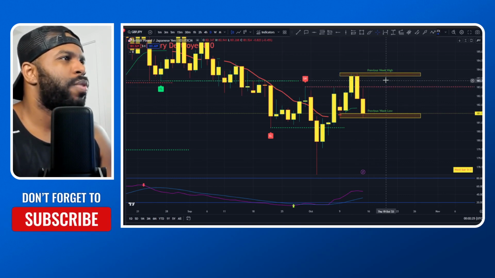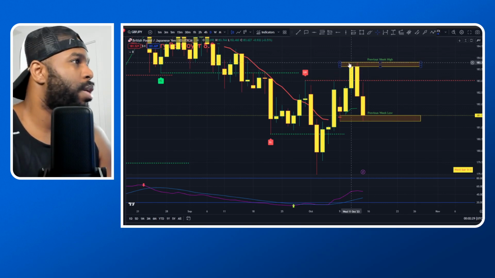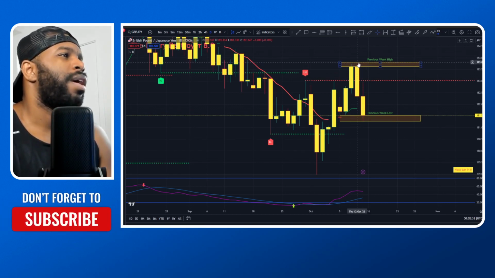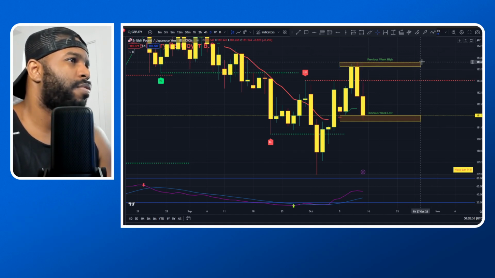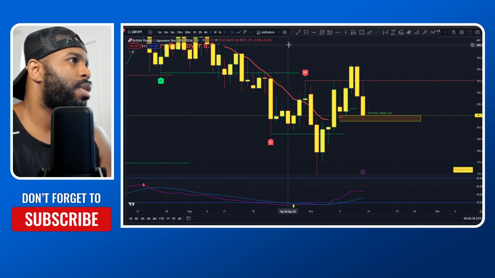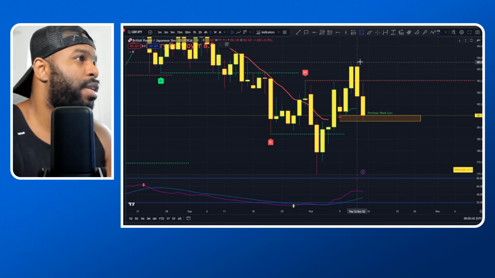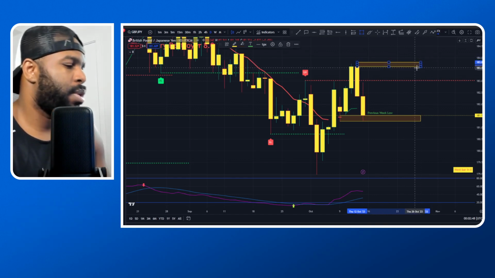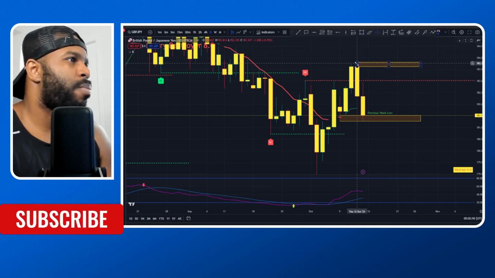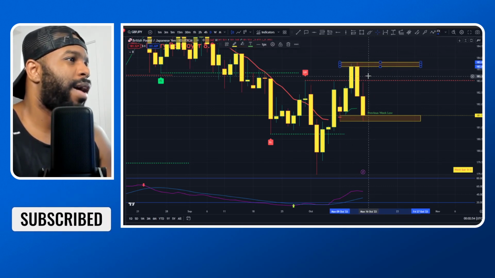So what I usually do is I find the wicks and I use the rectangle tool and draw from the top of the wick all the way down to the body. For example, I'll show you guys how I do it. I take out my rectangle tool here on TradingView, and I start from the wick all the way down to the body. That's how I draw my zones. So this is my previous weekly high and low.